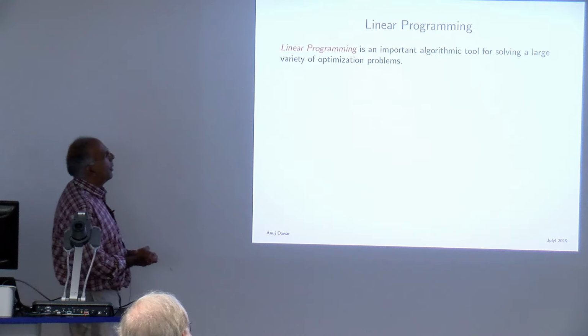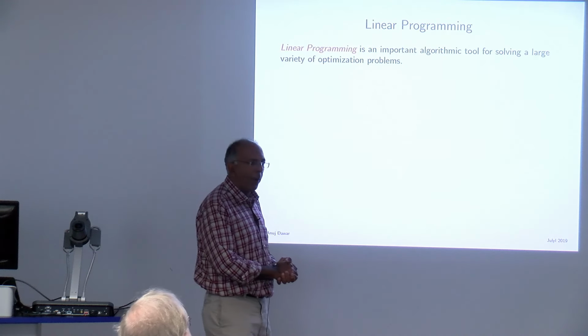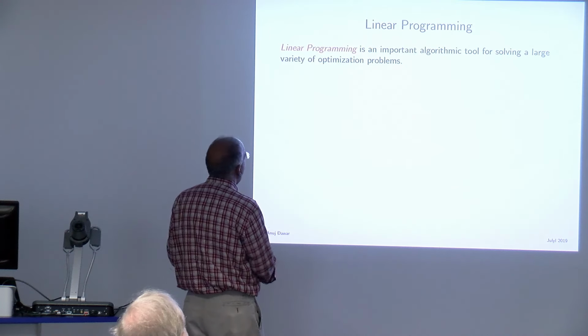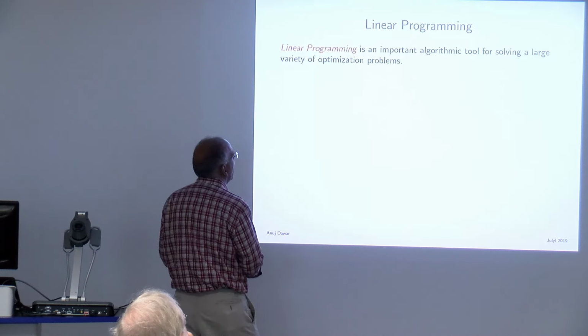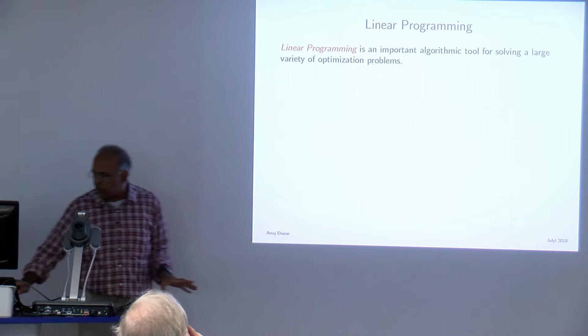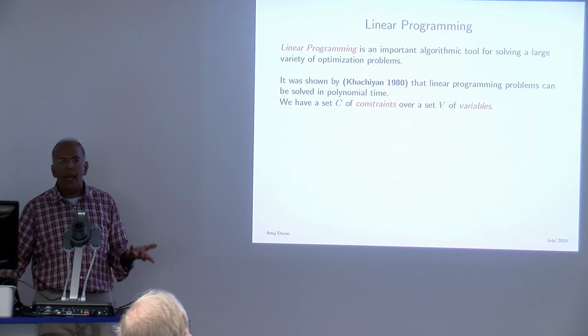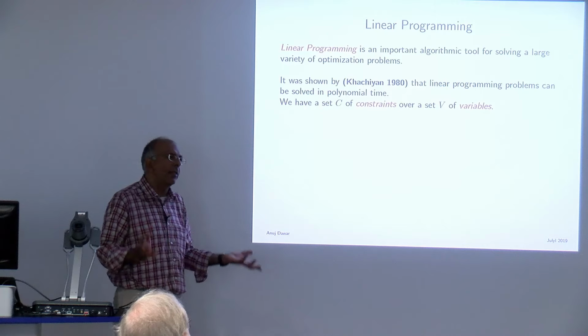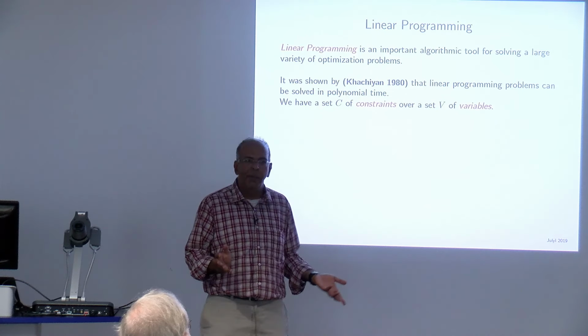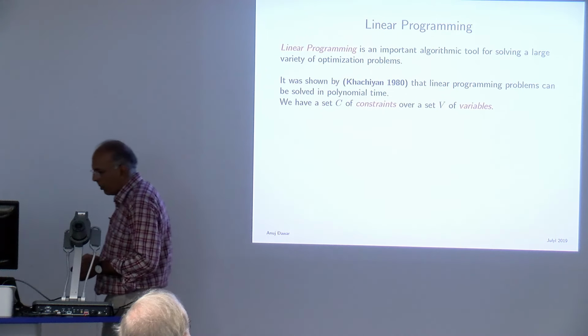So to get to the ellipsoid method, I want to talk a little bit about linear programming. Linear programming is an important algorithmic method for solving a large variety of optimization problems. And we've known since back in 1980 that it can be solved in polynomial time. Again, this is a highly non-trivial polynomial time algorithm. It was a major result, the fact that this is in polynomial time.